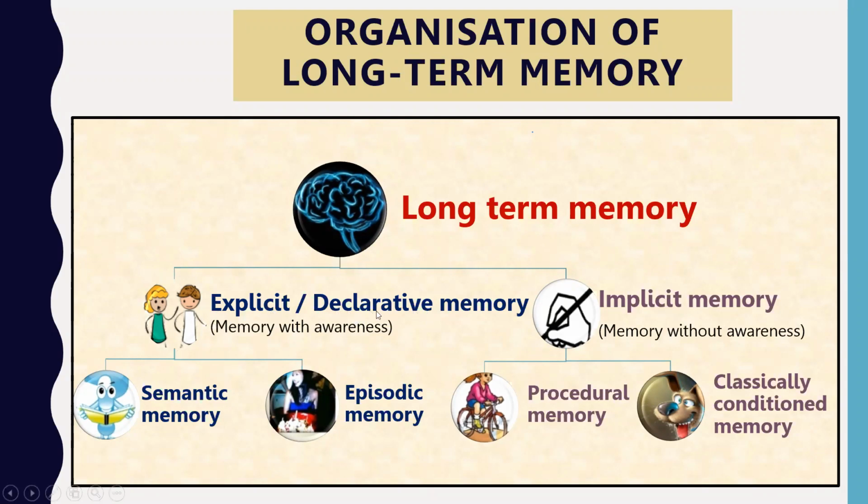The word declarative is related to the word declare. When someone declares something, they're able to verbally say it. They're able to verbalize it or articulate it. So explicit memory is basically memory with awareness. It's memories that you can talk about consciously, and they're easy to talk about. They're easy to write about. So that's basically what explicit memory is. Implicit memory, on the other hand, is memory without awareness.